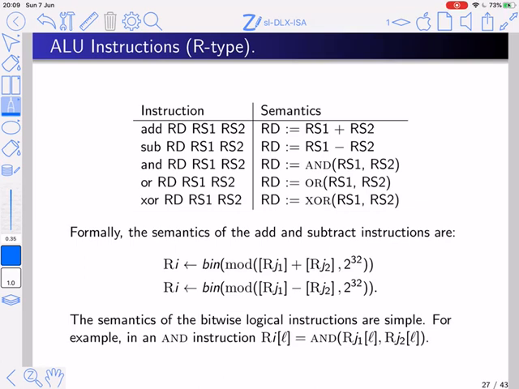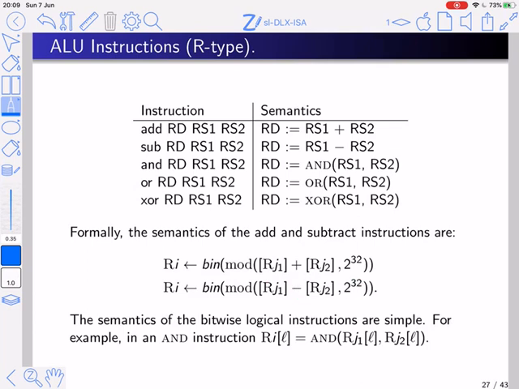We have additional R-type instructions like addition, subtraction, bitwise AND, bitwise OR, bitwise XOR. In all of these instructions, I have two operands given by RS1 and RS2, and I either perform addition, subtraction, bitwise AND, bitwise OR, bitwise XOR on these two operands and store the result in RD.